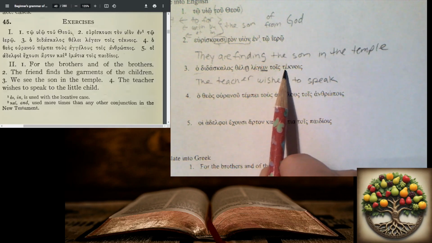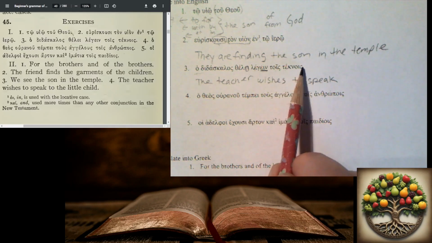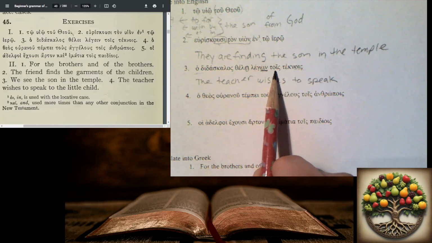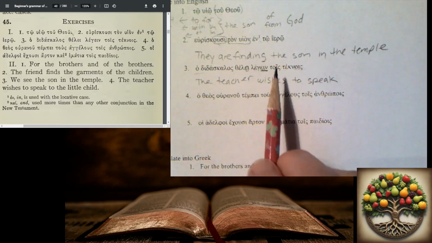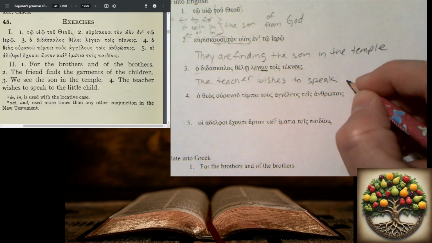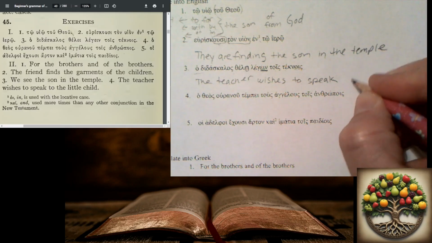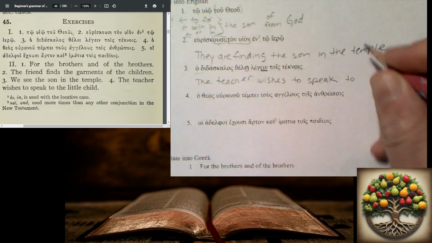The children. Now this is plural, so it's going to be children and not child. And it's probably going to be to. The teacher wishes to speak to the children.